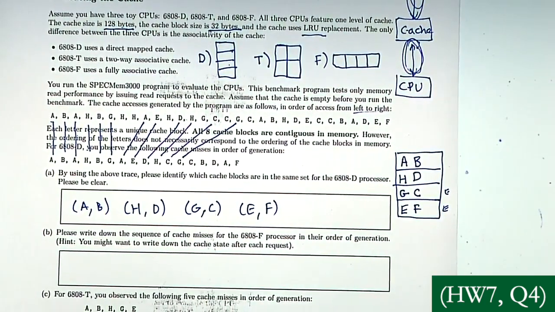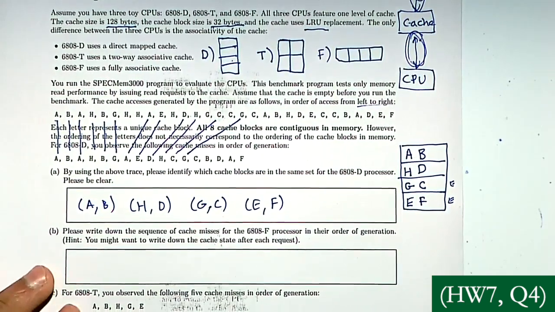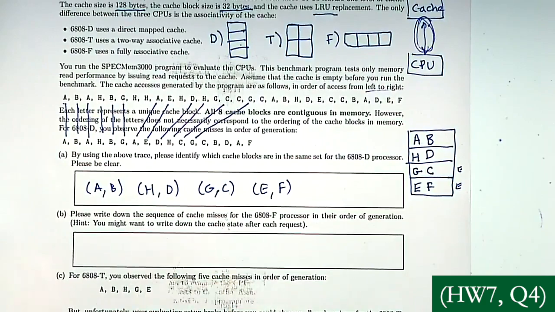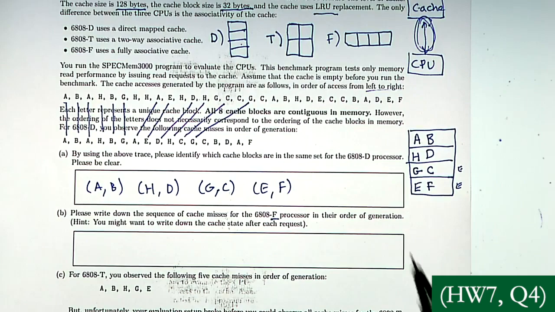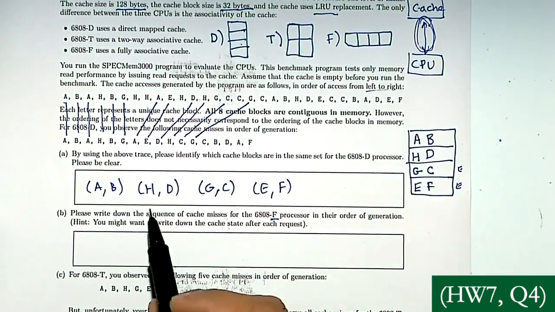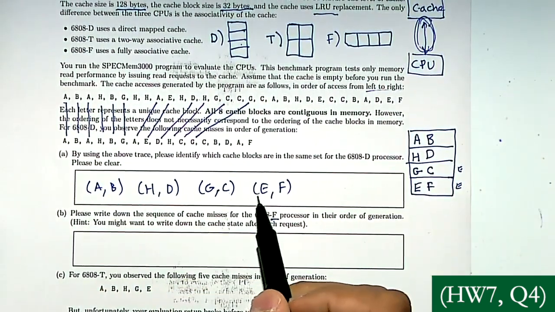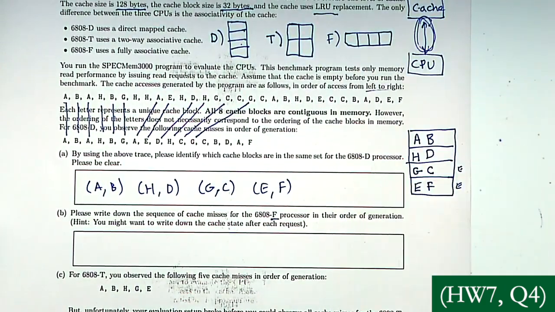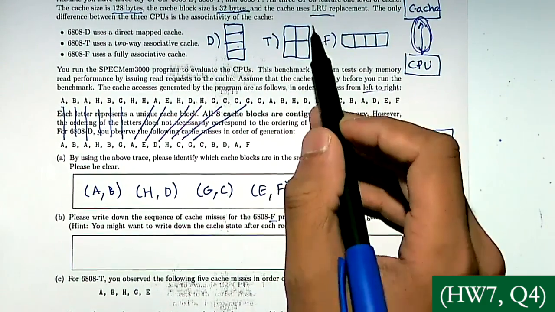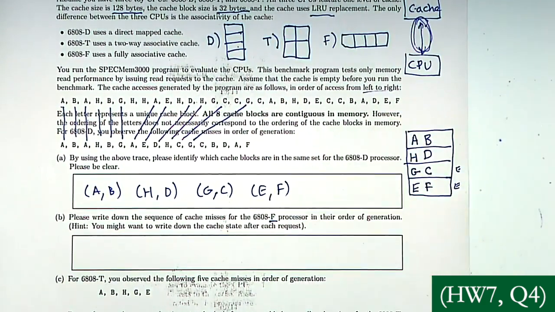Are there questions about this part before we move on to the next one? Okay. So part B asks us to write down the sequence of cache misses for the F processor in order of generation. And so F is our fully associative cache. And so we know that in the fully associative cache, every single one of these cache blocks will map to just the only set there is, but it can occupy any of these positions. And we are also told that the cache uses an LRU replacement policy, right? So we know which ones get evicted when an eviction occurs.